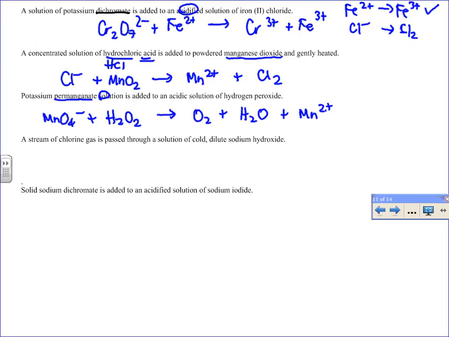Okay. So really, when you're setting up your half reactions here, you can do H2O to O2 and the permanganate to the Mn2+, and then you can balance this in acid. And this is the reaction that you did with the titration. And next one here, a stream of chlorine gas is passed through cold solution of sodium hydroxide.